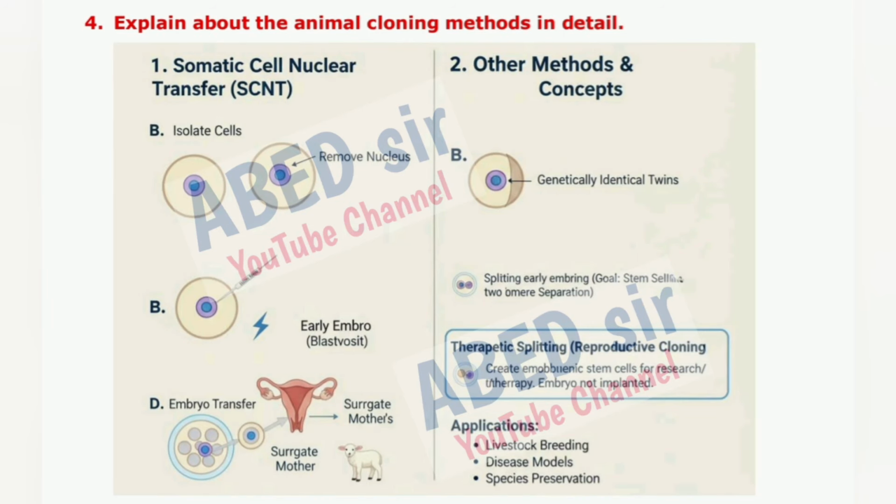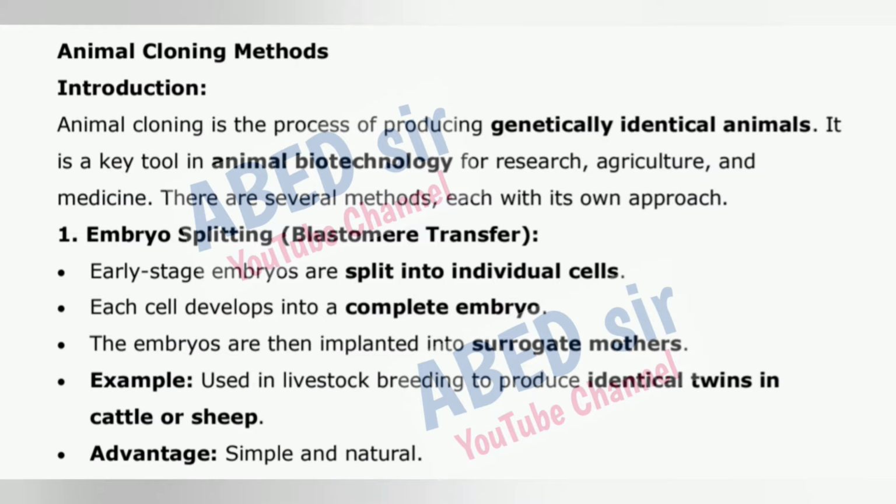1. Embryo splitting, blastomere transfer. Early-stage embryos are split into individual cells. Each cell develops into a complete embryo. The embryos are then implanted into surrogate mothers. Example, used in livestock breeding to produce identical twins in cattle or sheep. Advantage: simple and natural.